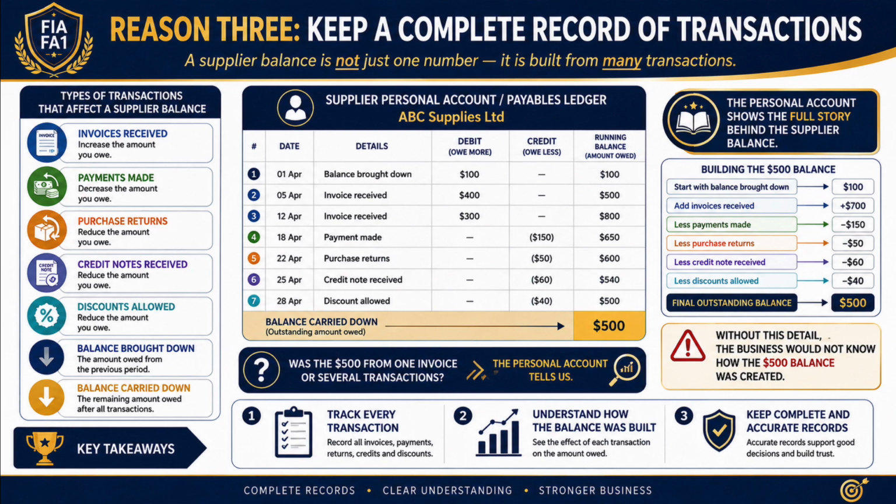For example, suppose the business owes a supplier $500. The business needs to know how that $500 was created. Was it from one invoice? Was it from several invoices? Was a payment already made? Was a credit note received? Was a discount taken? The personal account gives the full story behind the balance. That is why it is useful.